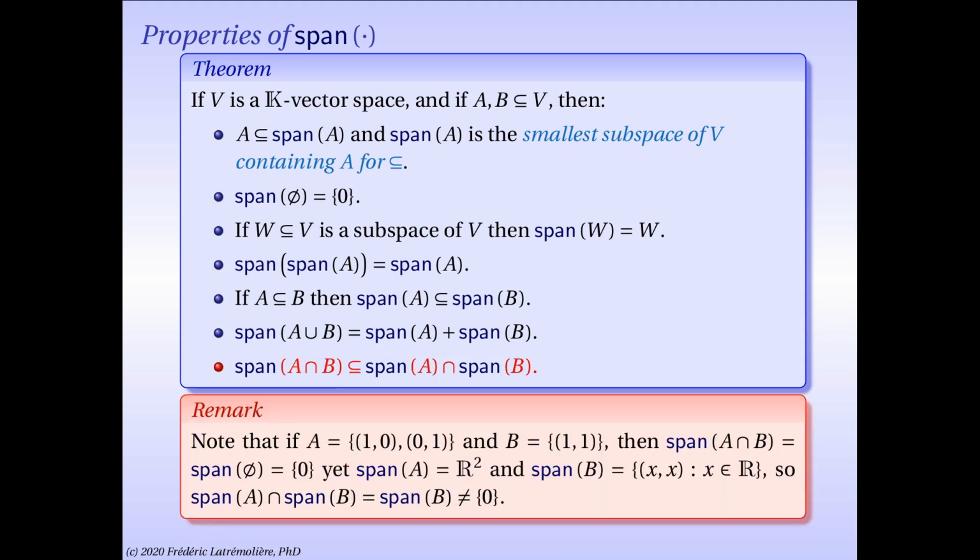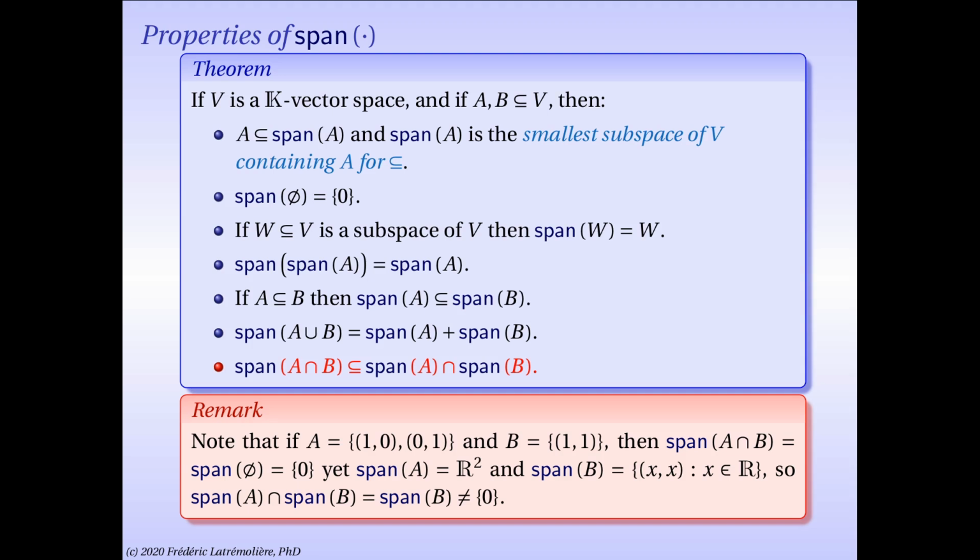I'm going to also make a remark. This inclusion, the span that is highlighted in red, that is the fact that for any two subsets A and B of V, the span of their intersection is a subset of the intersection of their spans, cannot be improved to an equality. There are counterexamples.